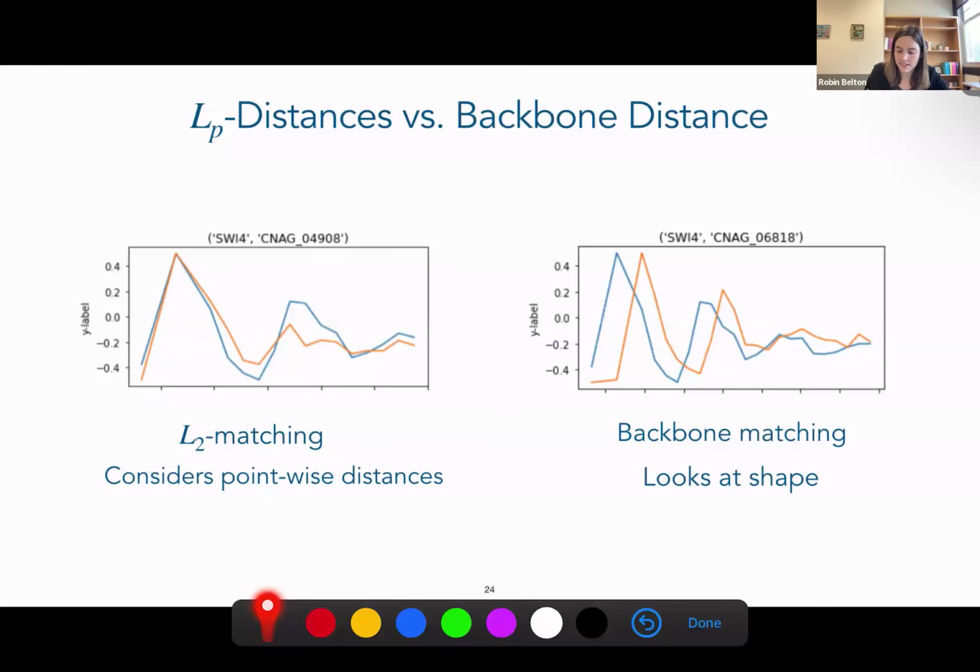And we can see that they have the same type of shape and similar orderings of mins and maxes and similar prominence of the mins and maxes. However, there's a little bit of a shift, which is why they're not as close in an L2 type distance. So depending on what your application is, it may be better to use an L2 distance, or maybe it's better to use a backbone distance. For example, if you know that all your experiments aren't always aligned or starting at the same time, then maybe you want to use a backbone instead of L2.